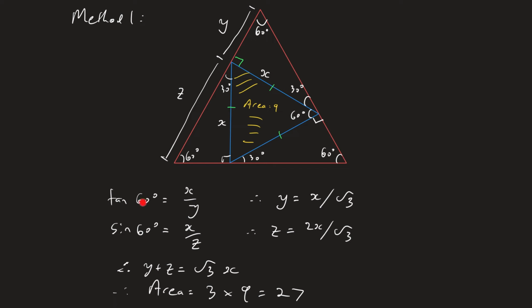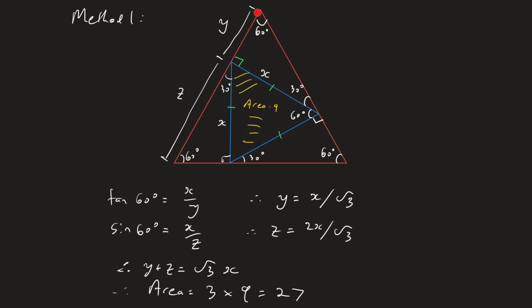Tan of 60 degrees is the square root of 3, therefore x divided by y equals square root of 3, or rearranging, y equals x divided by square root of 3. Sine of 60 degrees is the square root of 3 on 2, half of the square root of 3. Upon rearranging, we therefore get that z is equal to 2x divided by the square root of 3.